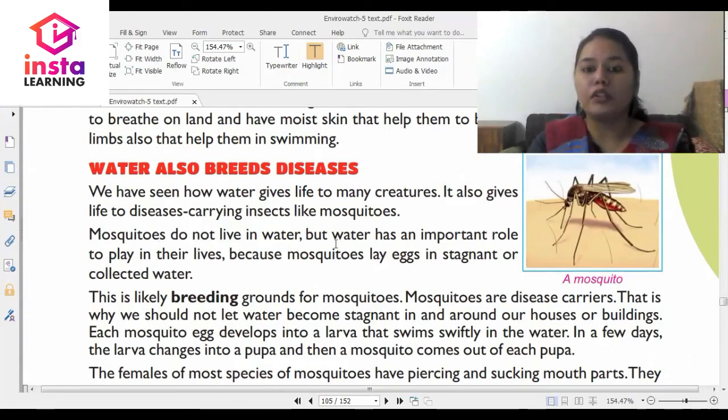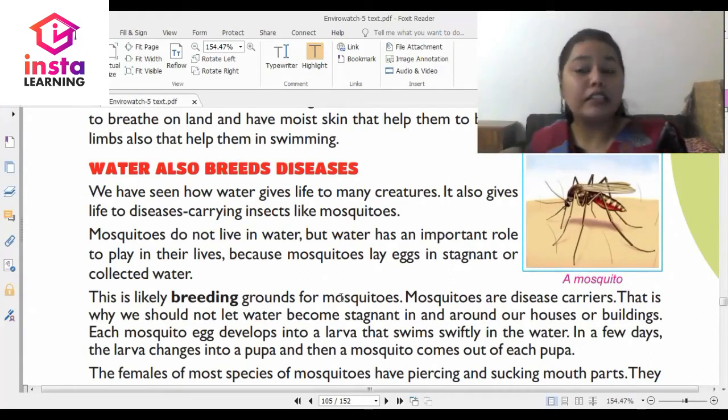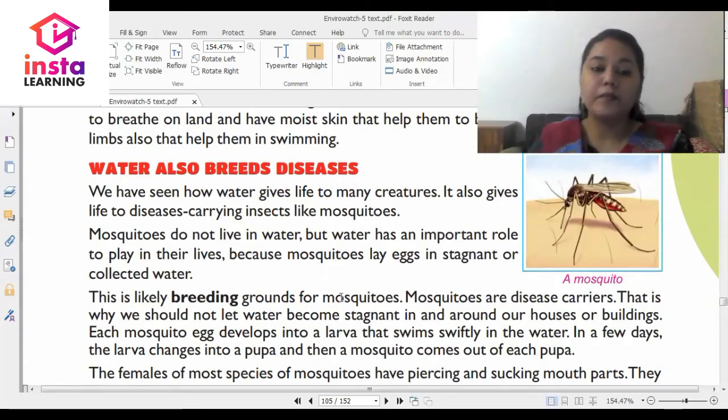Mosquitoes do not live in water, but water has an important role to play in their lives because mosquitoes lay eggs in stagnant or collected water. So you might have seen a lot of ads on television by the government telling people to ensure that there is no stagnant water, no standing water or stinking water in and around our house, because that is like a birthplace for mosquitoes which cause diseases like malaria, and in some cases they even prove to be fatal. This is like breeding grounds for mosquitoes.